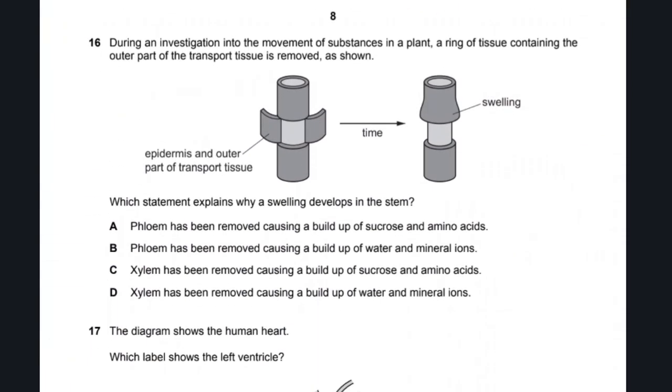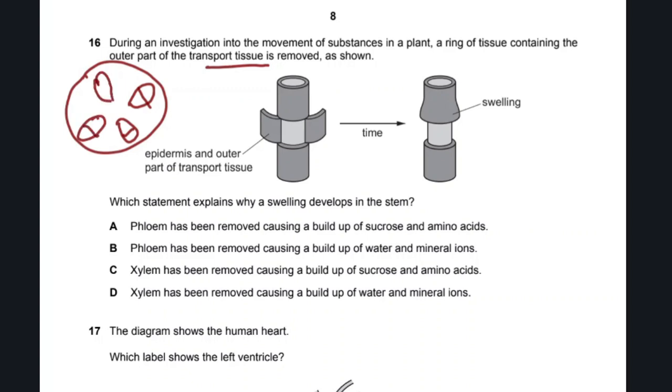Here they have shown an investigation into the movement of substances in plants. A ring of tissues containing the outer part of the transport tissue is removed. If you look at the structure of the stem, it has phloem outside and xylem inside. It means if they cut a ring, they are removing the phloem. They are not removing the xylem, they are removing the phloem.